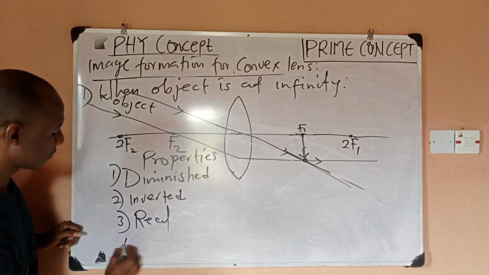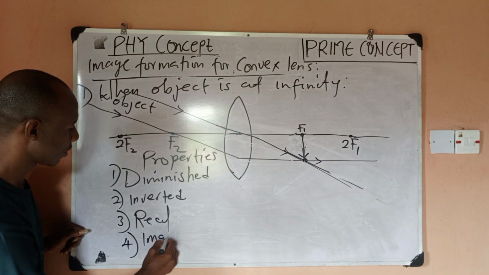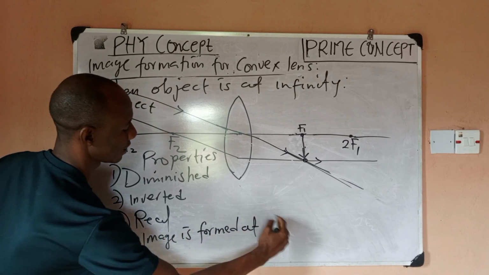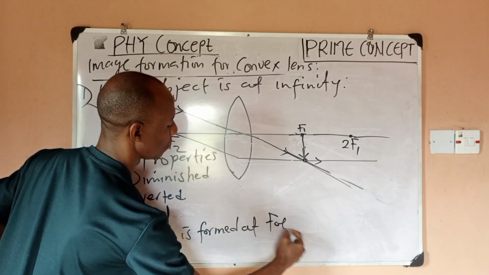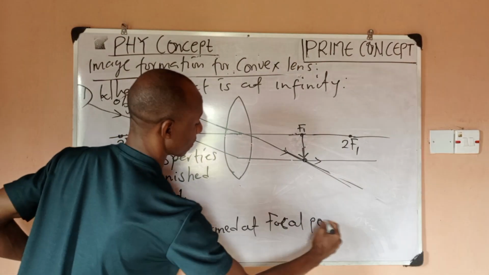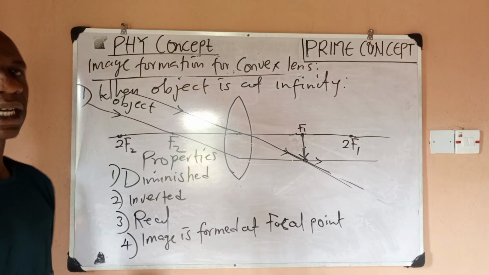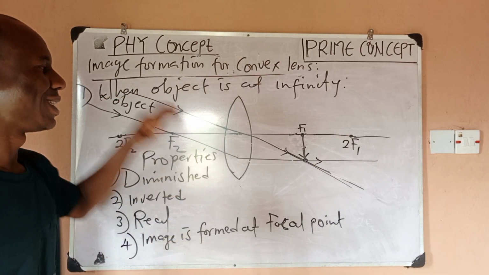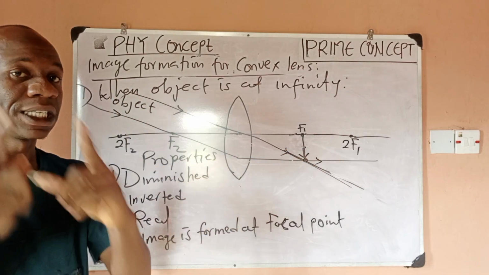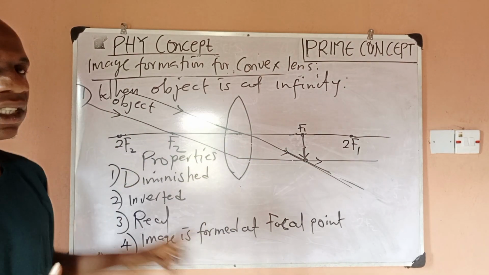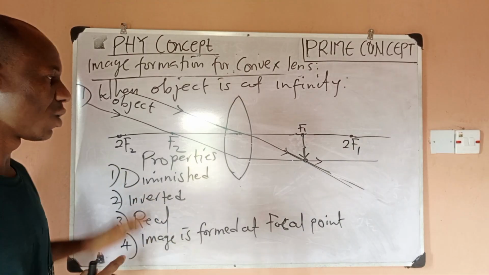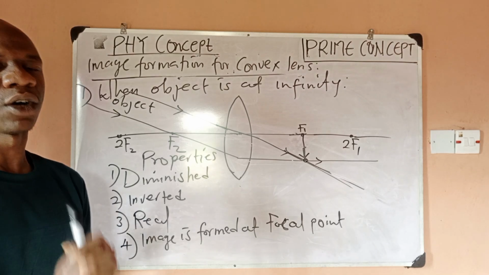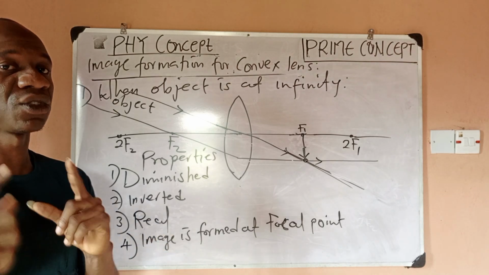And then finally, number 4, image is formed at focal point. So our image is formed at the focal point. So what is it now? When our object is at infinity, the image is formed at the focal point, the image is diminished, the image is inverted, and the image is real. So these are the properties you need to know when your object is at infinity. I believe this concept is really very clear to you.